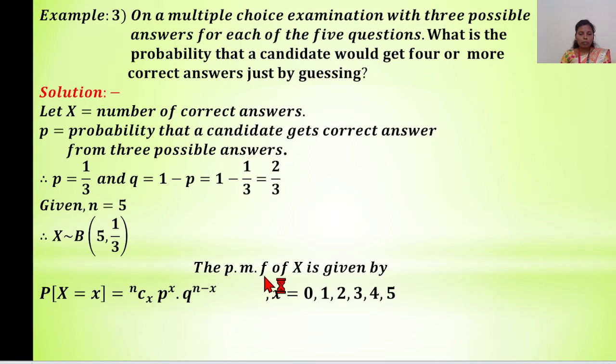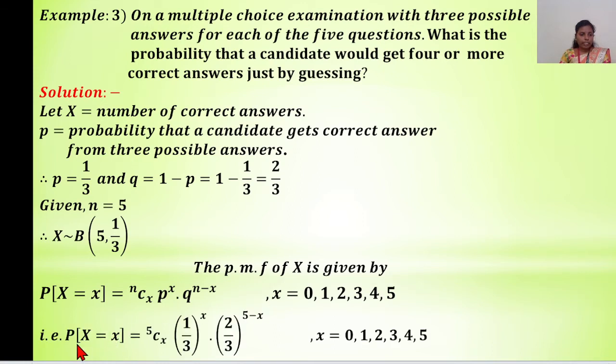Then the probability mass function, that is the PMF of x, is given by the formula P of X equal to x is equal to nCx into p raised to x into q raised to n minus x, where x is equal to 0, 1, 2, 3, 4 and 5. Here the total number of questions is 5, so n is 5, that is 5Cx. The value of p is 1 upon 3, that is 1 upon 3 raised to x, into the value of q, 2 by 3 raised to 5 minus x, where x is equal to 0, 1, 2, 3, 4, 5.